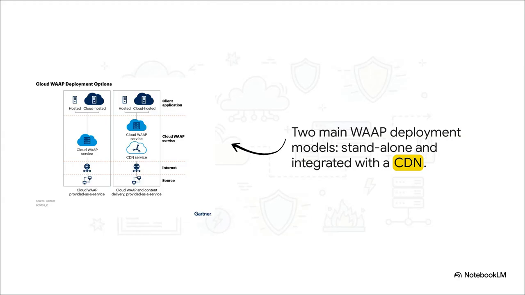So how does this actually get delivered? Well, this slide shows the two main flavors of WAAP. You've got your standalone service over here, but the more common approach, the one you see on the right, is to integrate WAAP right into a content delivery network, a CDN. And that combination is just so powerful because you're not only getting security, you're also making your apps faster and more resilient at the same time.